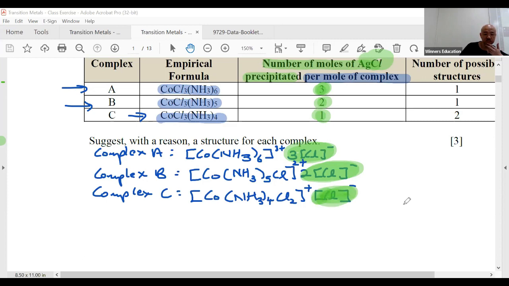Again, for A, B, C, the formulas they have written out for all three complexes, if you go back to the empirical formula, fit them nicely. All the numbers tally.